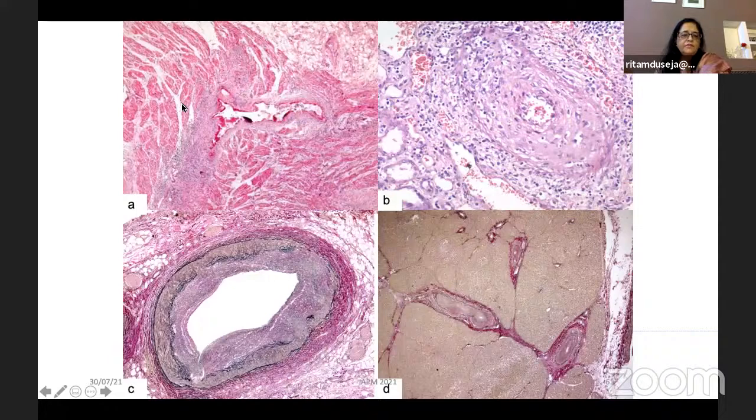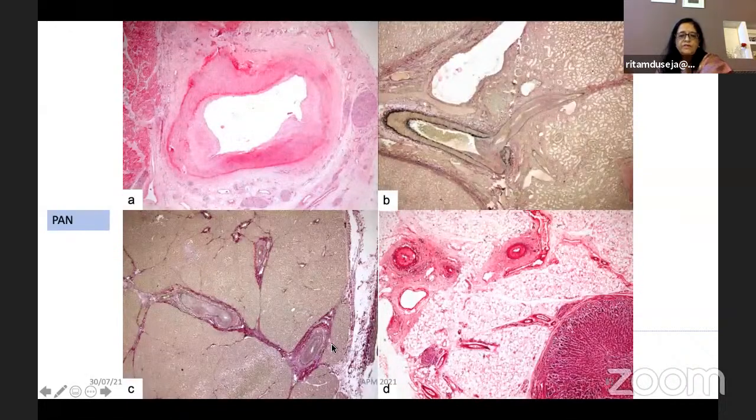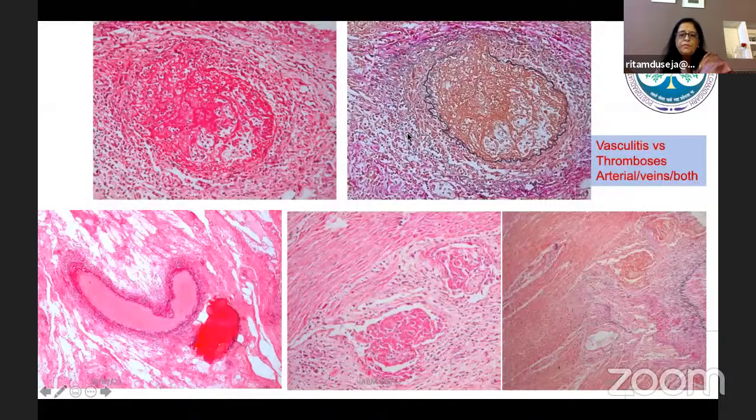And then as you see, the coronaries had evidence of fibrinoid necrosis. The pancreas, another medium-sized vessel, did show evidence of healed arteritis, and there is a healing arteritis. So this was labeled as polyarteritis nodosa. One point I want to make on this slide is we can have arteritis, we can have thrombosis.